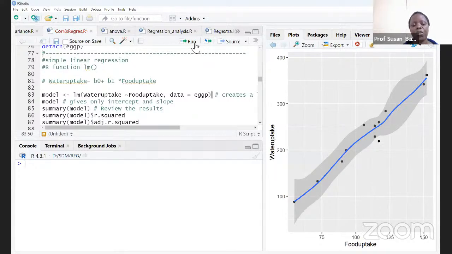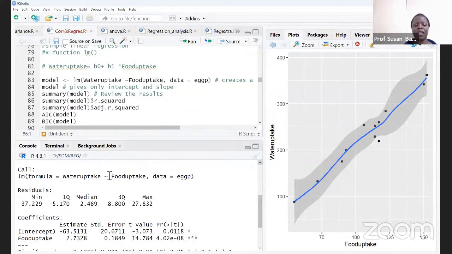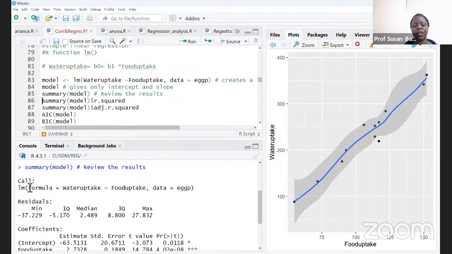And for us to see the output, you have to print the model. So print model, then it gives you, so when you use lm, it gives you the intercept and the slope only. For you to be able to get the ANOVA table and the R squared, all that, you have to put summary in bracket model. So when we run line 85, it gives us more than what the model gave us. So if you see the results of summary model in the console, we have the formula, water uptake is a function of food uptake. We have residuals, the minimum residual, the first quartile residual, and the maximum. Then it also gives us the coefficients.